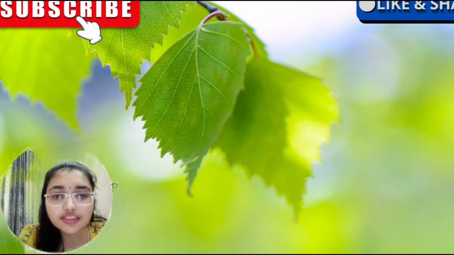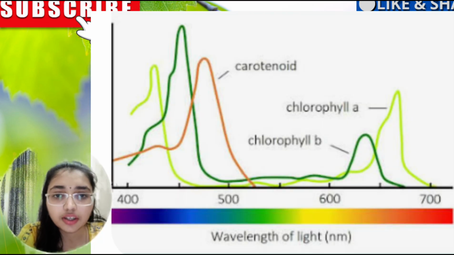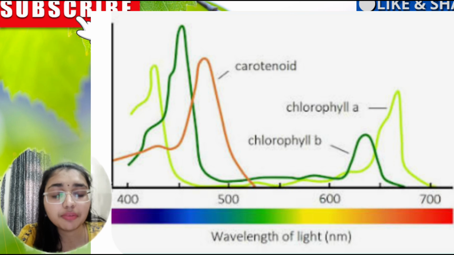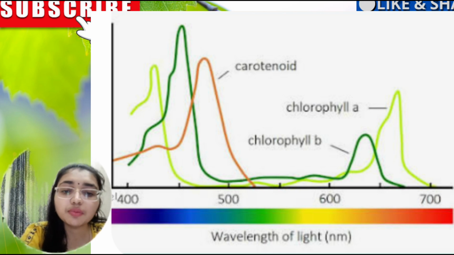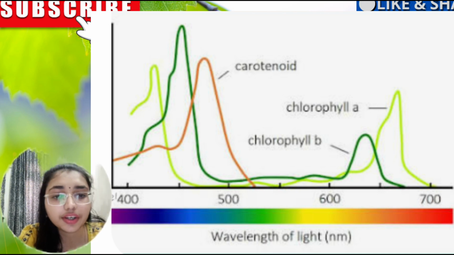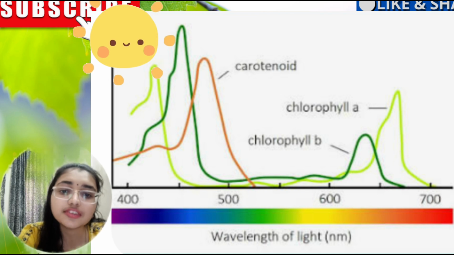Here we can see the absorption spectrum of the pigments. The graph shows how much light each pigment absorbs at different wavelengths, that is 400 to 700 nanometers. Chlorophyll A peaks at approximately 430 nanometers blue and 680 nanometers red. Chlorophyll B peaks slightly differently and helps in capturing the extra light. Carotenoids absorb mainly in the blue region, that is 400 to 500 nanometers. So what is this concept all about? Different pigments absorb different wavelengths, and plants can use more sunlight.